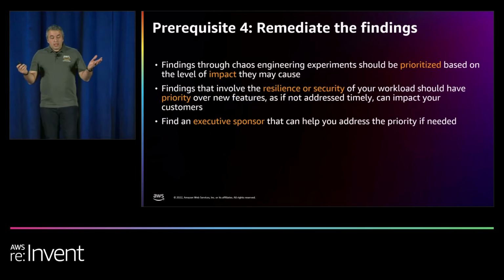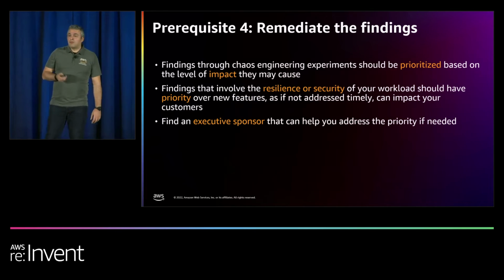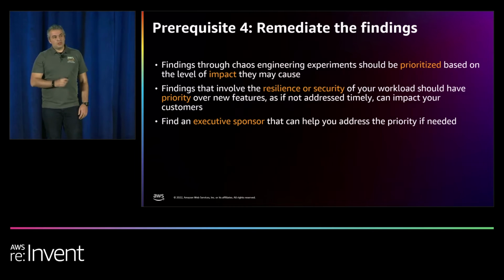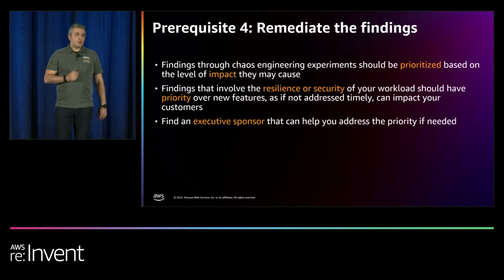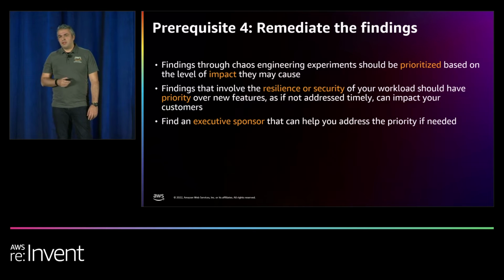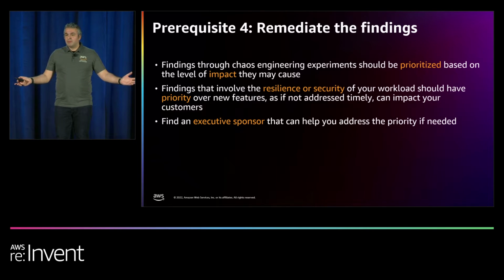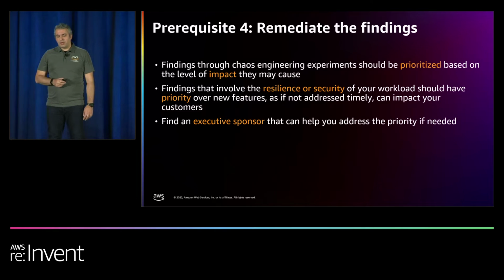And then the last prerequisite, truly, is about making sure that if we're finding a deficiency within our systems that is related to security or resilience, that we go and we remediate it. Because it's worth nothing if we build new features, but our service is not available. So we need to have that executive sponsorship, and we need to be able to prioritize these.